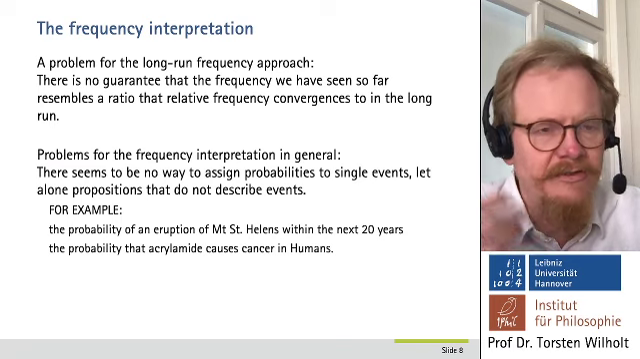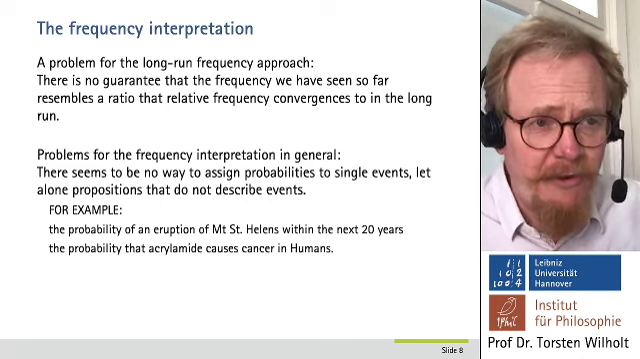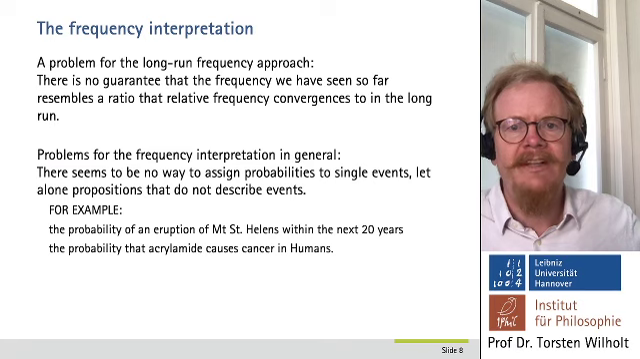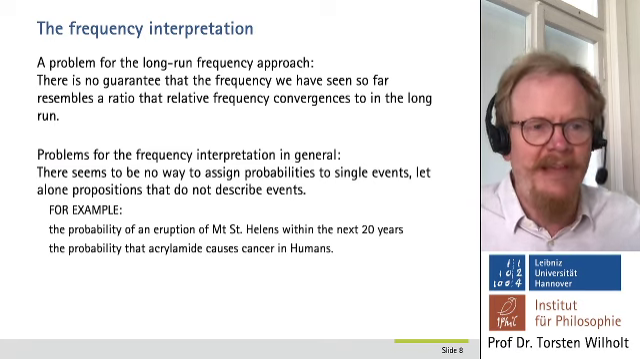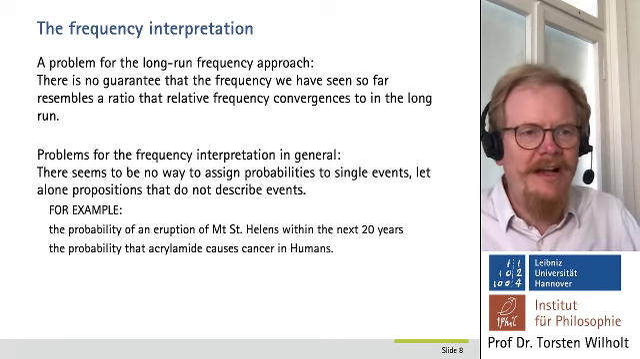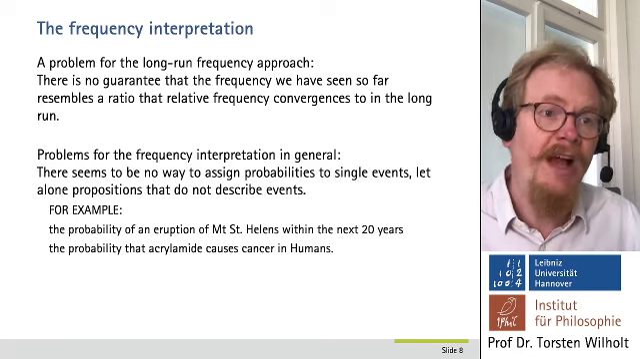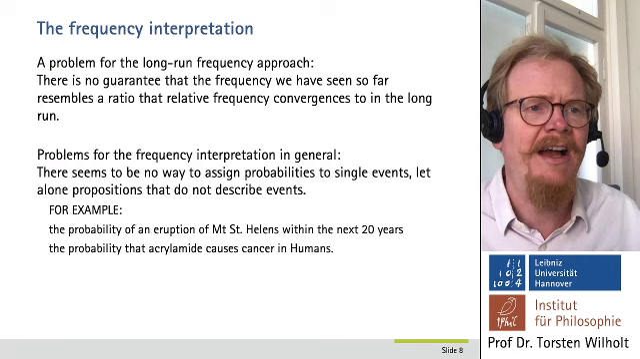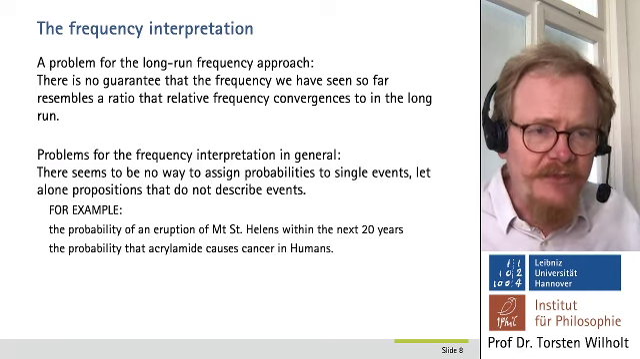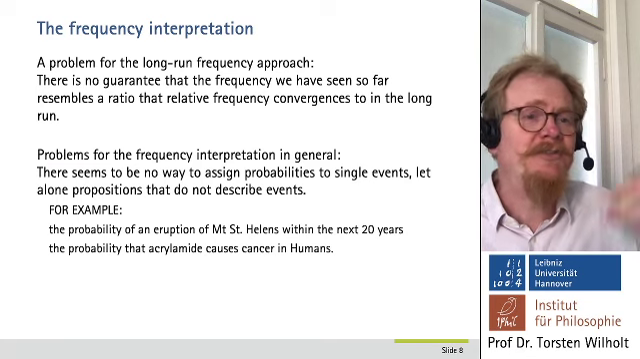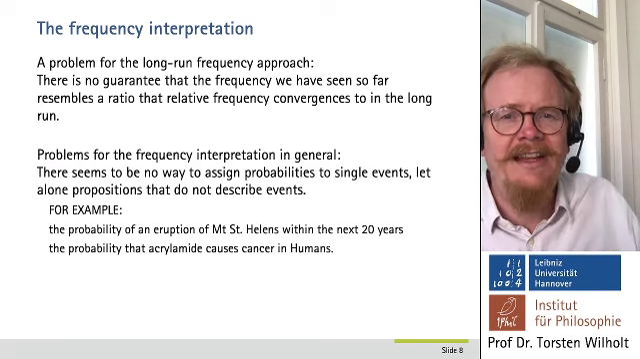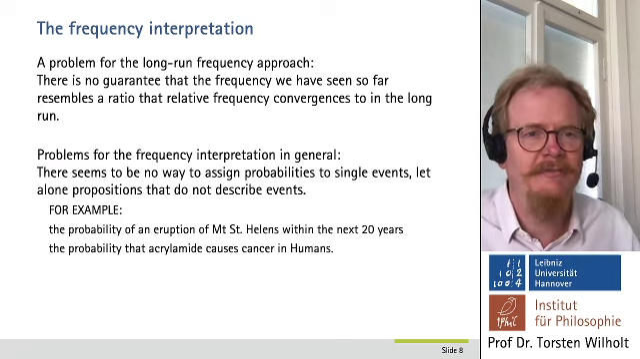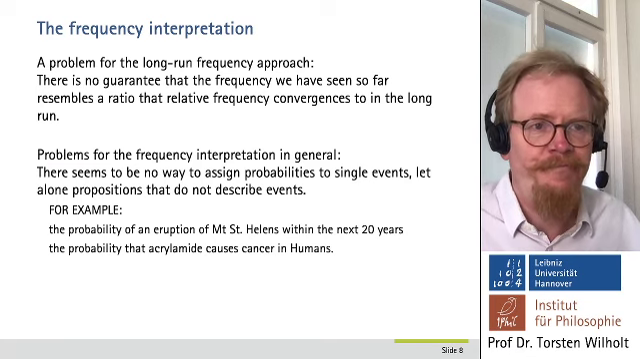The frequency interpretation also encounters some philosophical difficulties. The problem specifically for the long-run frequency approach is that there's no guarantee that the frequency we have seen so far resembles a ratio that relative frequency converges to in the long run. And this is particularly painful because the proponents of the frequency interpretation usually want to have an interpretation of probability that is open to empirical investigation, that makes probability something that can objectively be studied by observation. But if you turn to the long-run approach, it has to be said that it actually cannot. There is really not a substantial way in which these kinds of measures are observable.